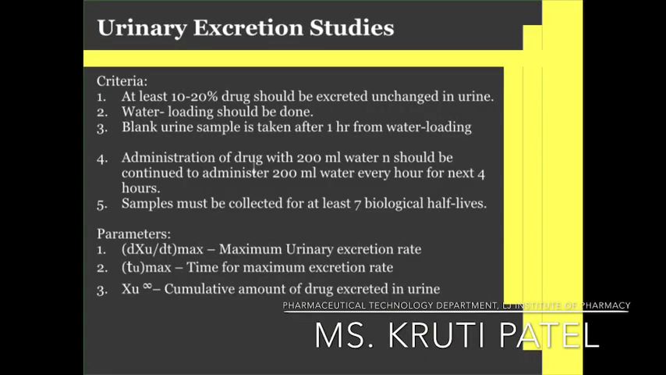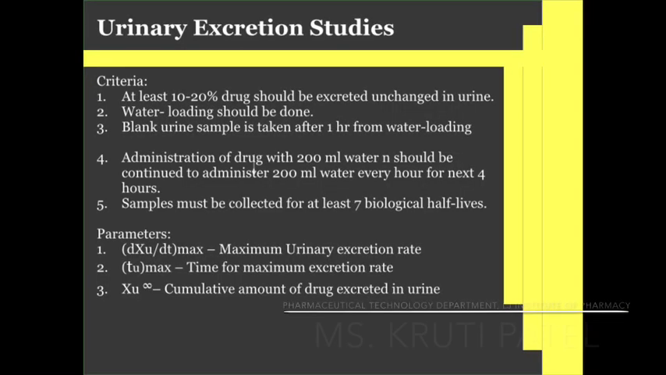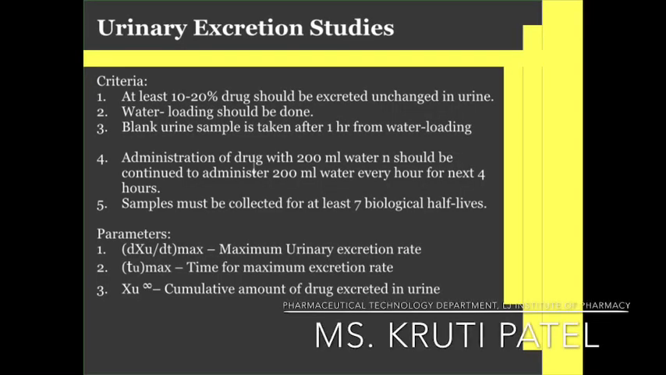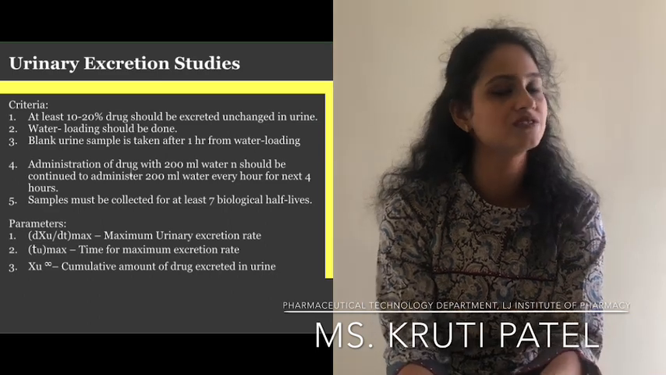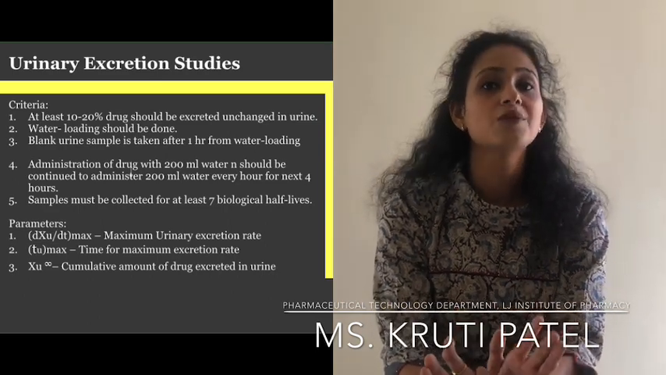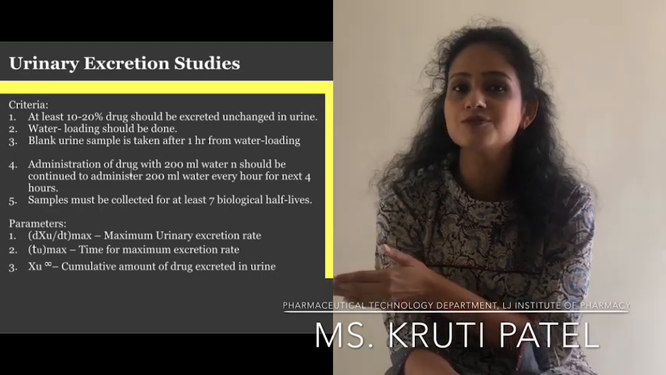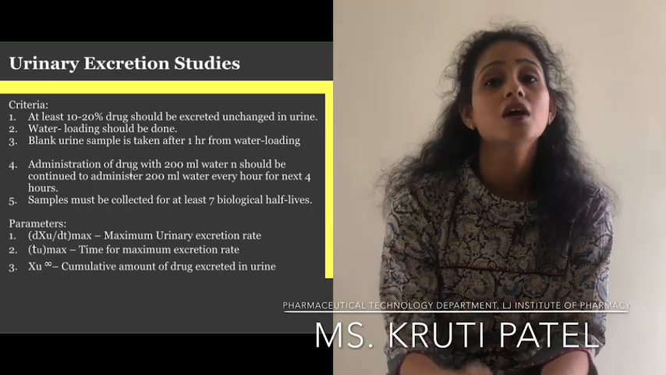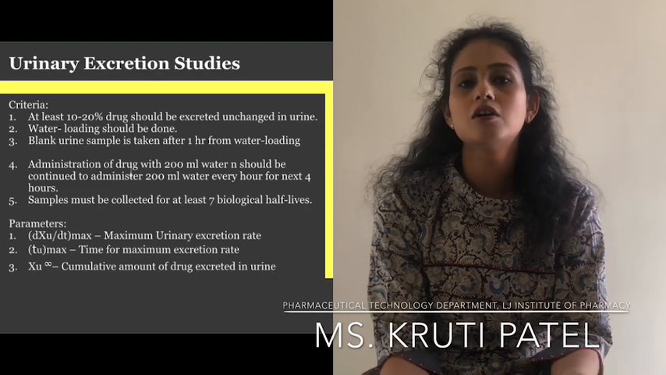Now the next method for the pharmacokinetic method is urinary excretion studies. There are some basic criteria for the urinary excretion studies. At least 10 to 20% of the drug should be excreted unchanged in urine. If your drug is not eliminating in unchanged form in urine, then this method cannot be performed. Why? Because if your drug is converting into metabolite, then we cannot measure the metabolite.